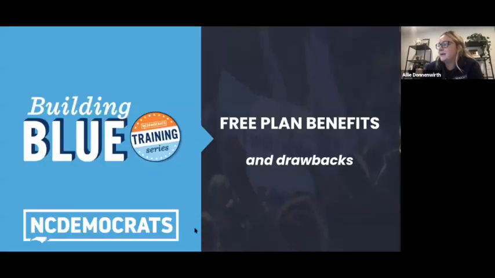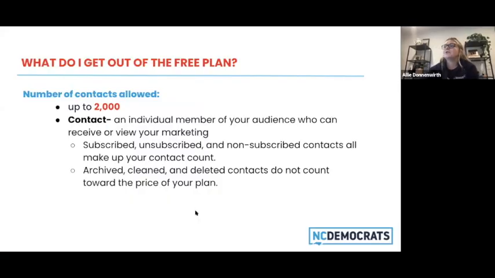All right, free plan benefits and drawbacks. So what do you get out of a free plan? The number of contacts you're allowed to have is 2,000, and a contact is just one individual. There are different things like subscribed contacts, unsubscribed contacts, and non-subscribed. Those all count towards your contact count. So it's important to keep looking at your contacts, and if people have unsubscribed, you should delete them. If you're close to 2,000, at least you should monitor this.